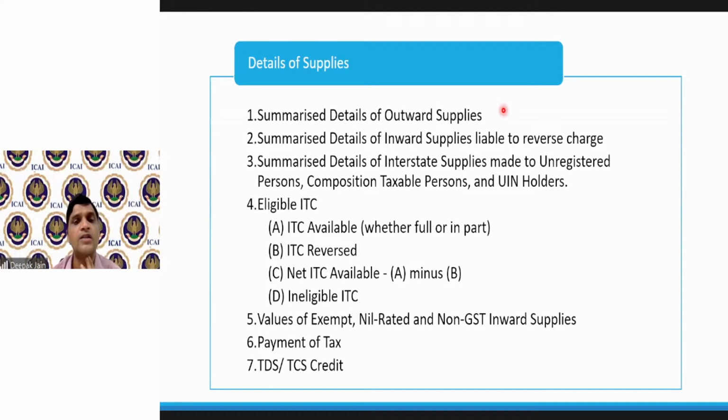If all the inward supply, outward supply and RCM are nil, but in the previous month they have ITC credit, but in this month they have to file a nil return. As ITC has to be carried forward, we can say that it is a nil return, yes.